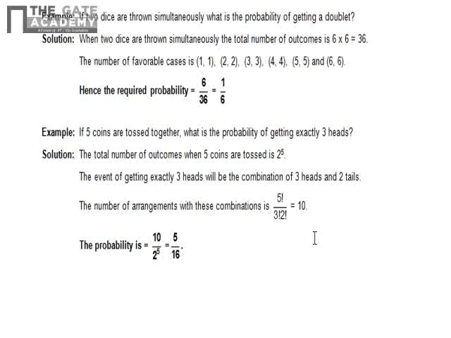This is the formula of combination. You all know about this: n factorial upon r factorial, n minus r factorial. So there will be 10 such combinations where you'll have 3 heads and 2 tails. The required probability is 10 upon 32, that is 5 upon 16.